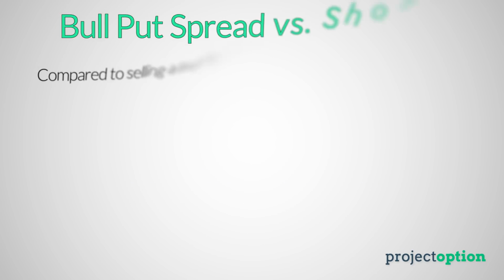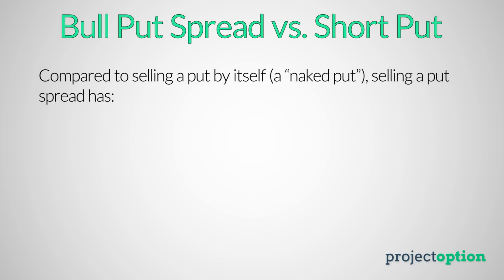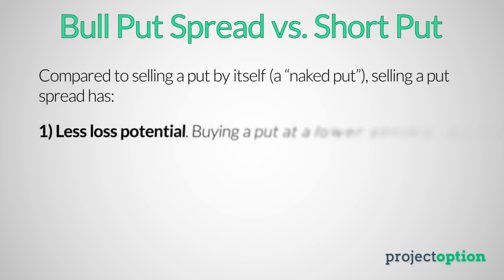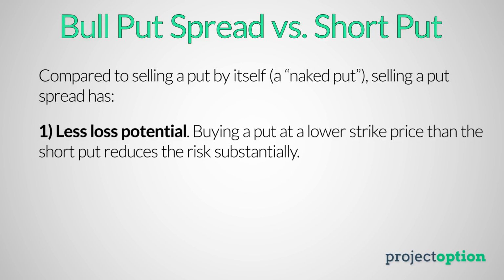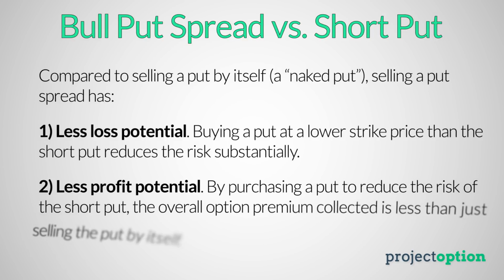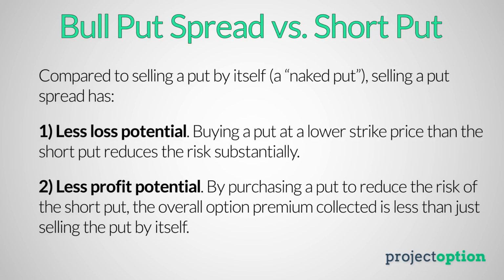Compared to just selling a put option, buying a put option at a lower strike price against the put that you've sold reduces the loss potential of the position, which means the risk is far less significant than if you were to just sell a put option all by itself. However, by purchasing a put option against the put that you've sold, you reduce the amount of option premium that you collect when entering the position, which means you have less profit potential compared to just selling a put option all by itself.